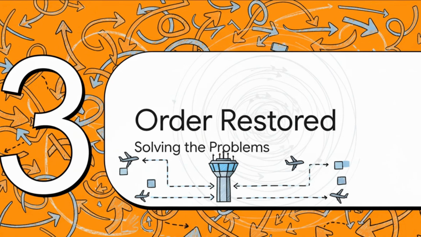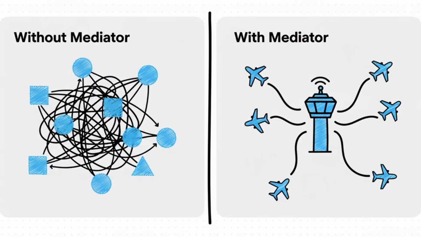Okay, so now that we have our air traffic controller, our central hub, let's go back to our chaotic little chat application. We're about to see how this one simple change completely transforms the system, replacing all that chaos with wonderful clarity. And here it is. This is that aha moment.